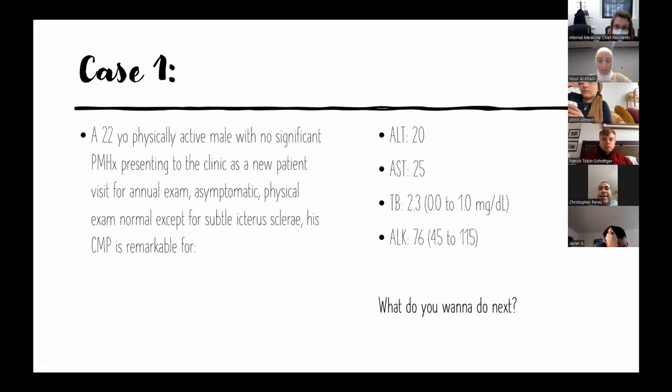So I noticed that total bilirubin is higher than normal. The rest of the LFTs are okay. I believe the AST and ALT upper limit of normal is usually 30 to 40 on average. So the total bilirubin is the only thing sticking out, and the icterus sclerae on the physical exam. The subtle, yeah. So what do you want to do next?